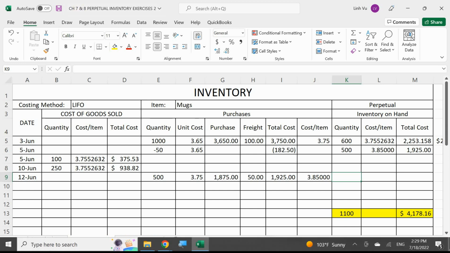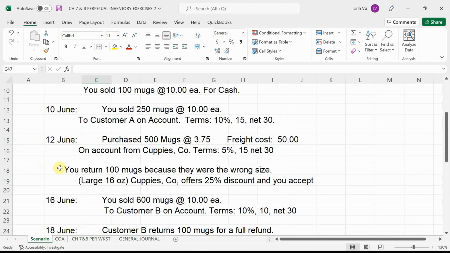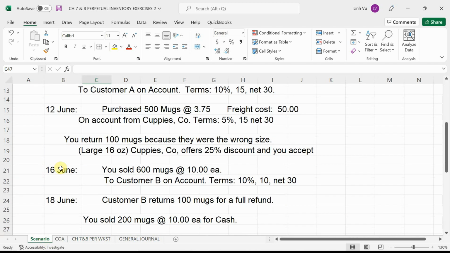Okay, so in that case, there you go. So now let's see what happened next. Right? That very same day, you end up returning 100 of those mugs because they were the wrong size, okay? You end up getting large 16-ounce cups instead of the medium size 12-ounce cup, right? Okay, from Cuppies Co. And then again, Cuppies Co.